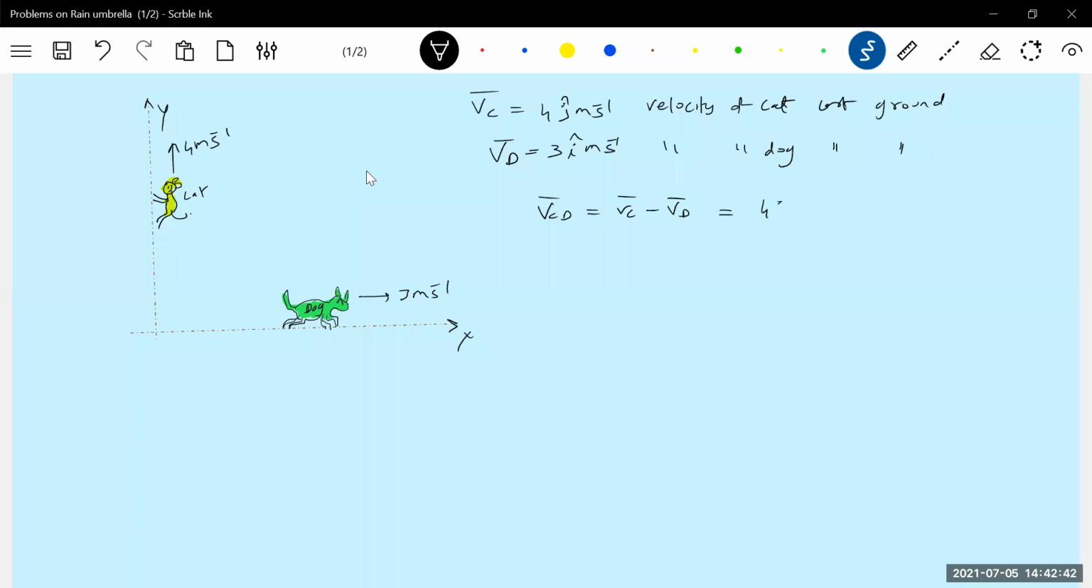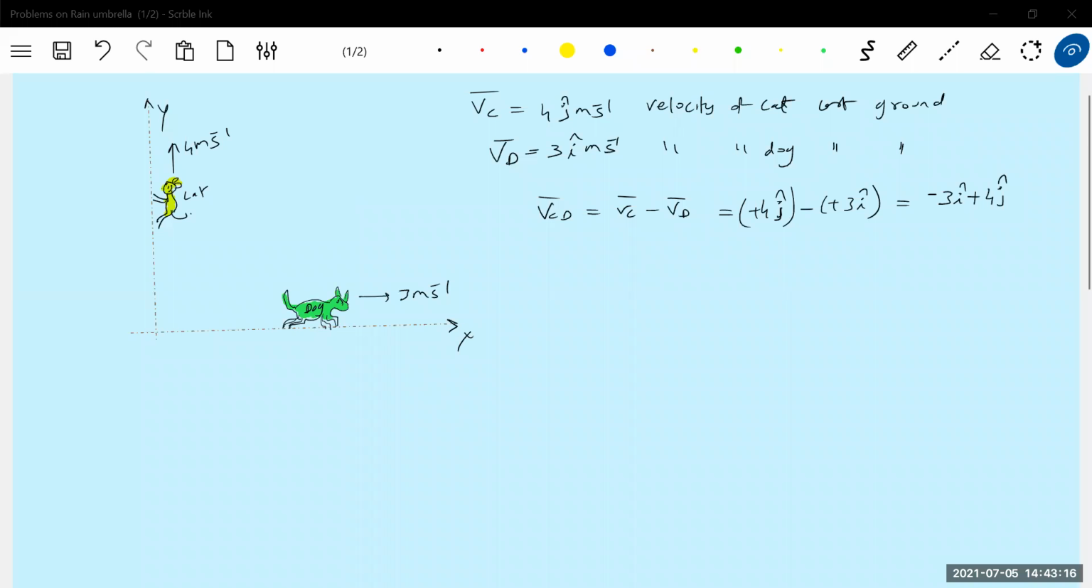Velocity of cat is how much? 4 j cap. Velocity of dog is how much? Plus 3 i cap. Substitute all this with sign. They are moving along positive x and y axis. So this will become minus 3 i cap plus 4 j cap. Means when cat looks at the road, it feels that it's moving along y axis or the north. Dog, when it looks at the road, feels that it is moving along x-axis.